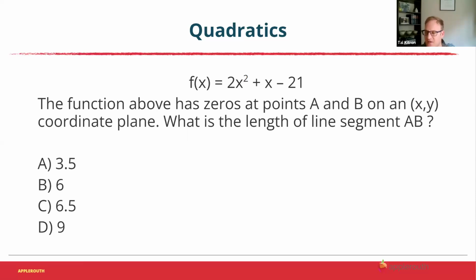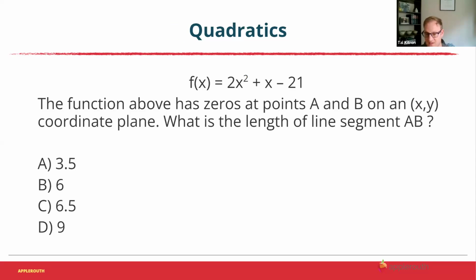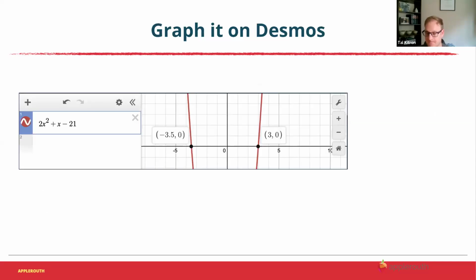Well, I don't need to agonize over this or draw out the graph. I'm going to type it in exactly as it is. Click on the two x-intercepts, the two solutions, aka zeros or roots. And they're 6.5 apart. Our answer is 6.5. Graph it, click on those two points, and just look at how far apart they are. Easy.